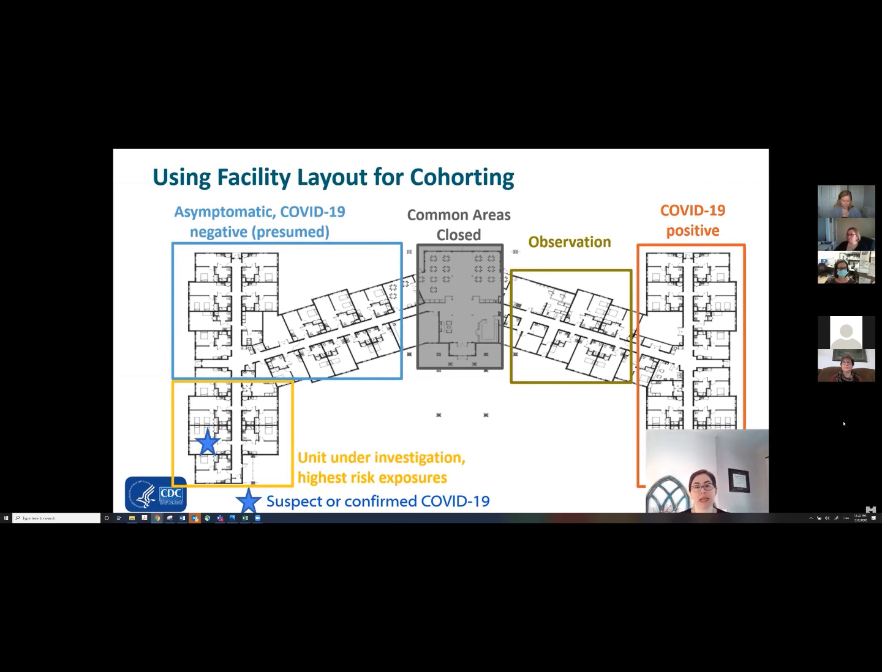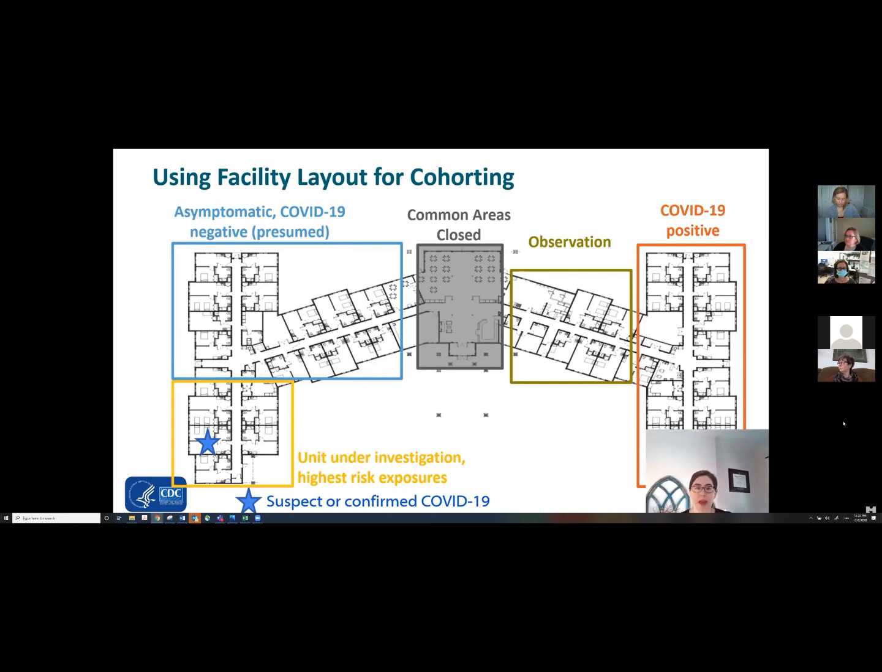And so in this situation, you would focus your investigation here, place all of these residents in transmission-based precautions, where they should be restricted to their rooms as best as possible. Staff should wear N95 respirators or face masks. If you don't have respirators, they should be wearing eye protection, goggles, or a face shield. They should be wearing a gown, and they should be wearing gloves. And you should be testing all of these individuals.